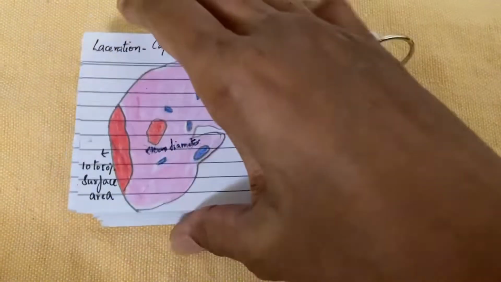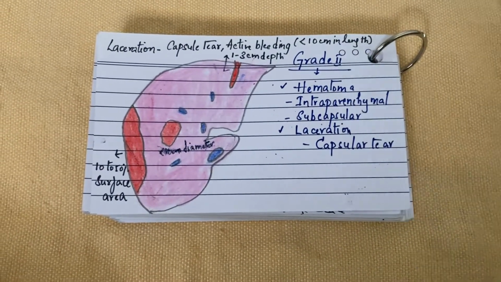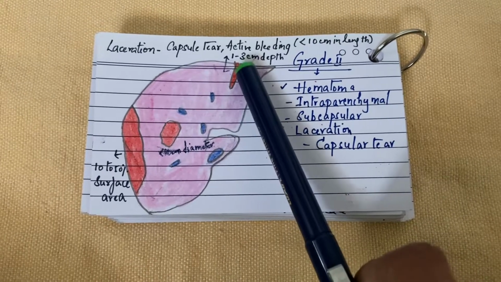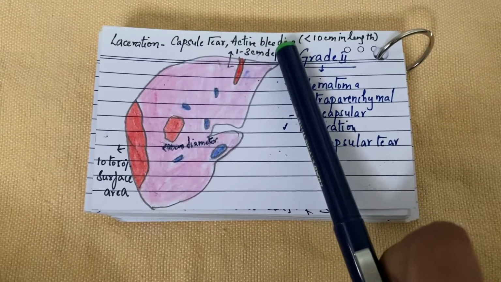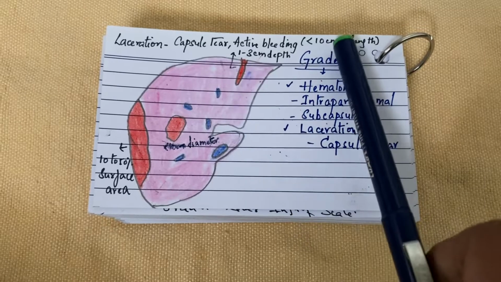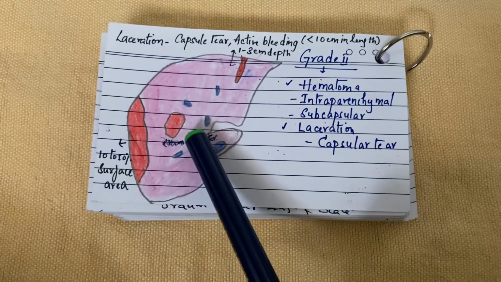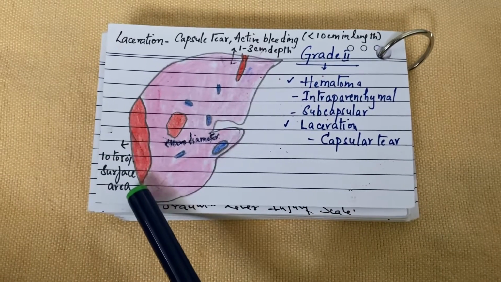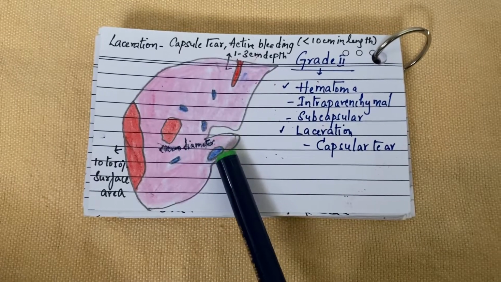Coming to grade 2, we have hematoma and laceration again. Here the laceration is 1 to 3 centimeters in depth. Capsular tear will be there, active bleeding may be there, and the laceration is 1 to 3 cm in depth and less than 10 cm in length. We have both subcapsular hematoma and intraparenchymal hematoma. Subcapsular hematoma covers 10 to 50% of the surface area. Intraparenchymal hematoma is less than 10 cm in diameter.